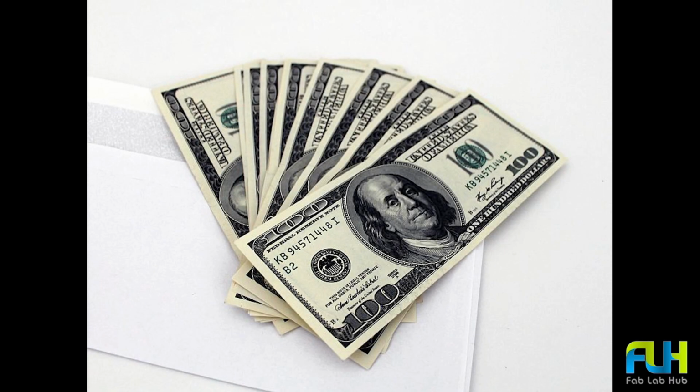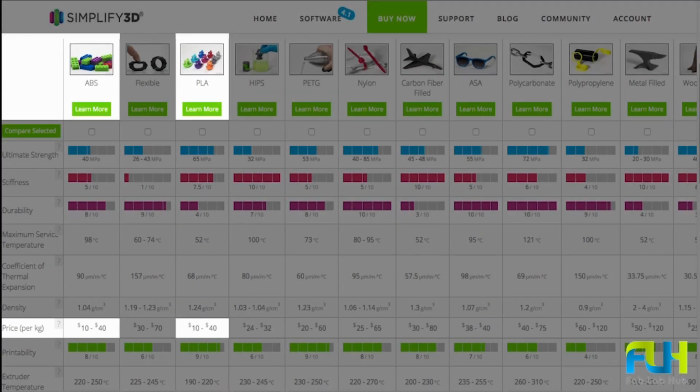Another important factor to consider when choosing materials is cost. Materials vary greatly in their price. ABS and PLA are some of the least expensive materials, while polycarbonate and polypropylene are some of the most expensive.